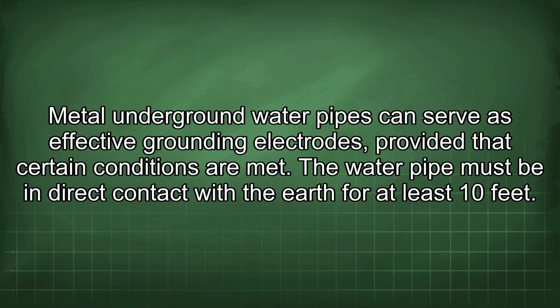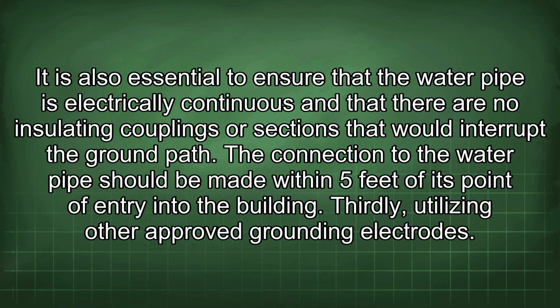Secondly, connecting to a cold water pipe. Metal underground water pipes can serve as effective grounding electrodes, provided that certain conditions are met. The water pipe must be in direct contact with the earth for at least 10 feet. It is also essential to ensure that the water pipe is electrically continuous and that there are no insulating couplings or sections that would interrupt the ground path. A connection to the water pipe should be made within 5 feet of its point of entry into the building.